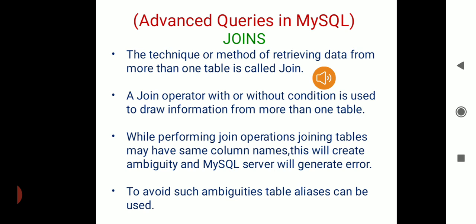Next, while performing the join operations, the joining tables may have the same column names. This will create ambiguity and MySQL server will generate an error. To avoid such ambiguities, the table aliases can be used.